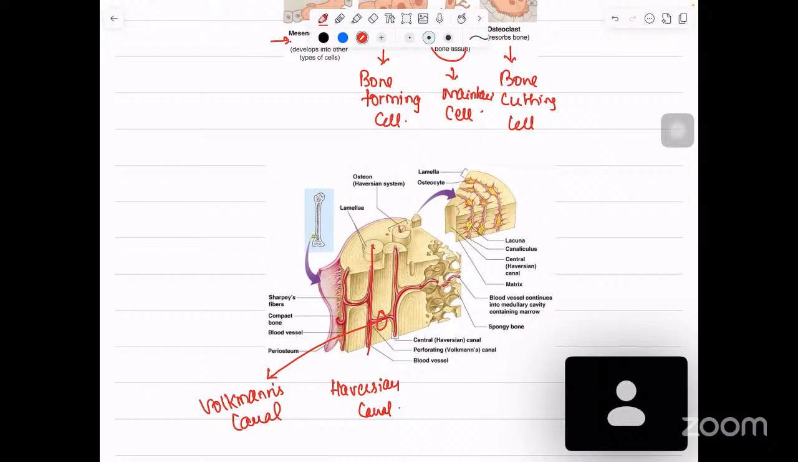When you strip off the periosteum from a bone, you can strip off the periosteum. This periosteum is usually connected to the bone by what are known as Sharpey's fibers.